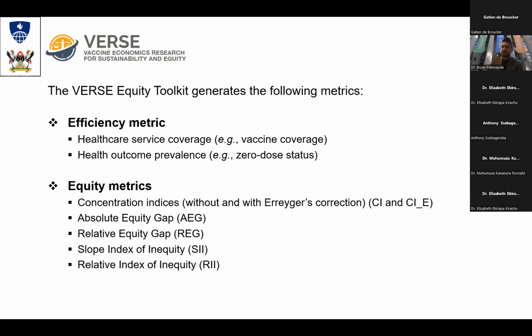Perfect equity would be 50% of population receiving 50% of the benefit. So you'd get a number that's 0. Perfect inequity would be 1. So you have those numbers in between, but really what those mean on the natural unit scale is hard to say. And so because of that, we generate some other indices such as the absolute equity gap and slope index and relative equity gap and relative index.